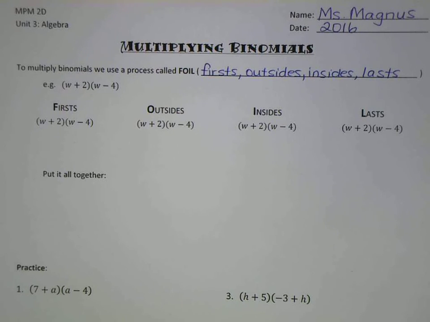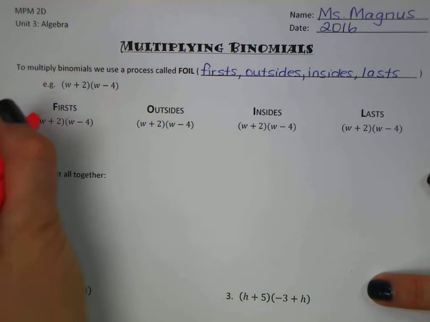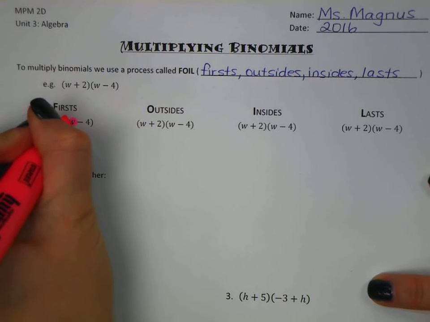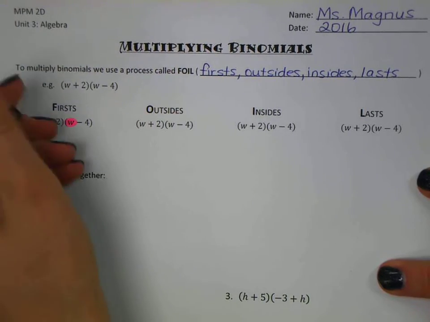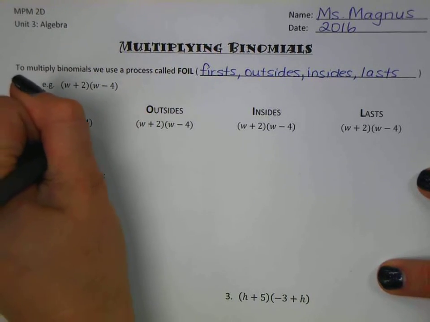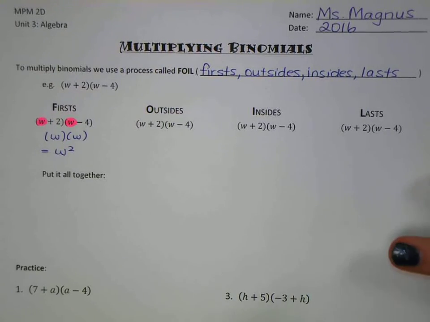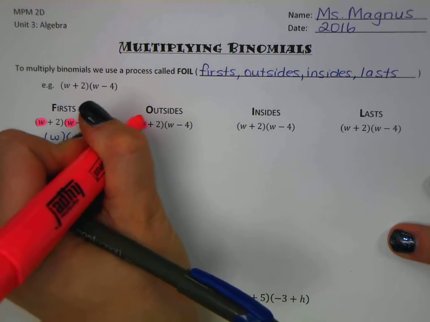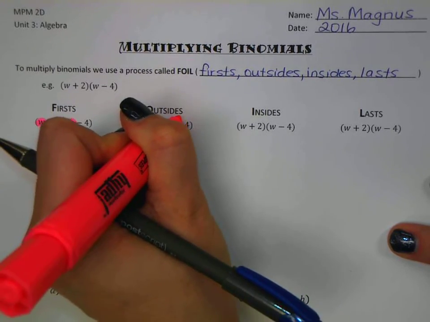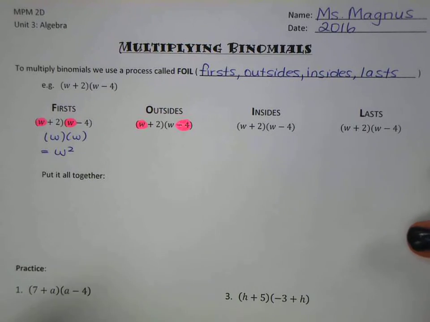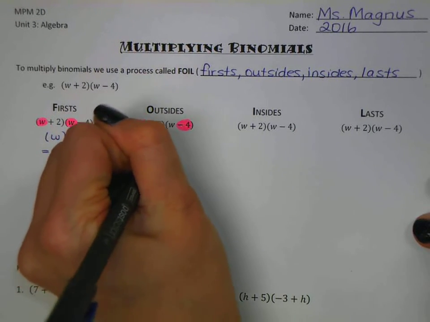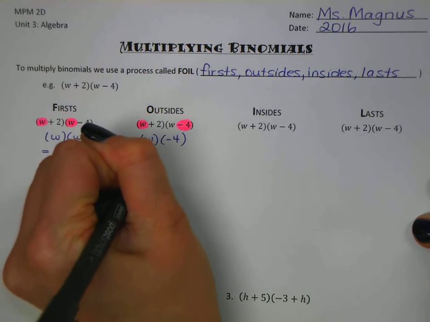Super handy because if you remember that, you know exactly what you're doing every single time. This is a very straightforward pattern to follow. So if we're going to multiply the firsts, we literally take the first term in each binomial. So this is just w times w, which is equal to w squared. Outsides, so on the front outside and on the back outside, we have w times -4, which is -4w.